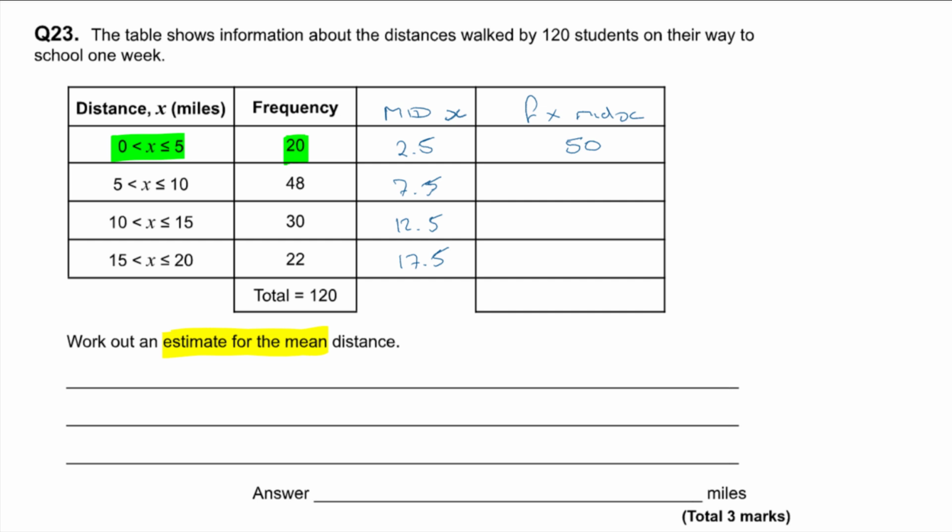We're going to keep doing that down the table, just multiplying these together all the way down. So 48 times 7.5 comes out to be 360. 30 times 12.5 comes out to be 375. 22 times 17.5 comes out to be 385. And now we need the total. We just need to add all those up, don't we? So 385 plus 375 plus 360 plus 50. That comes to 1,170.